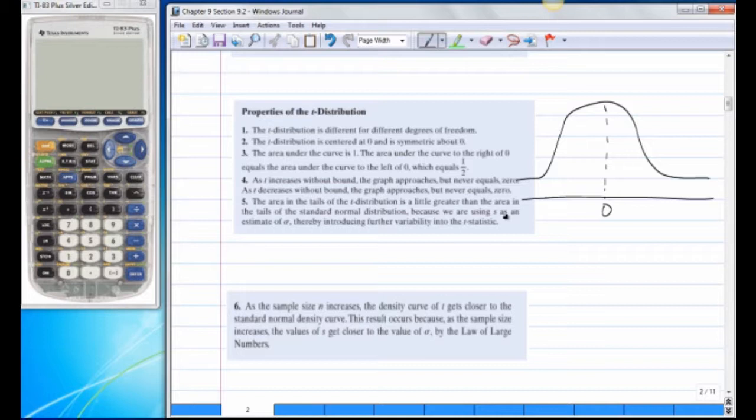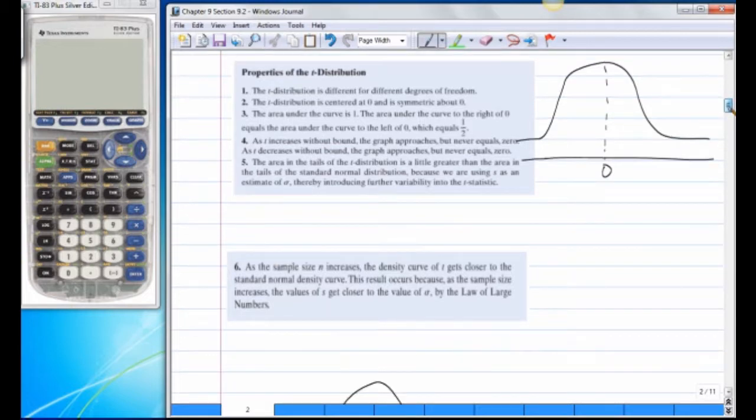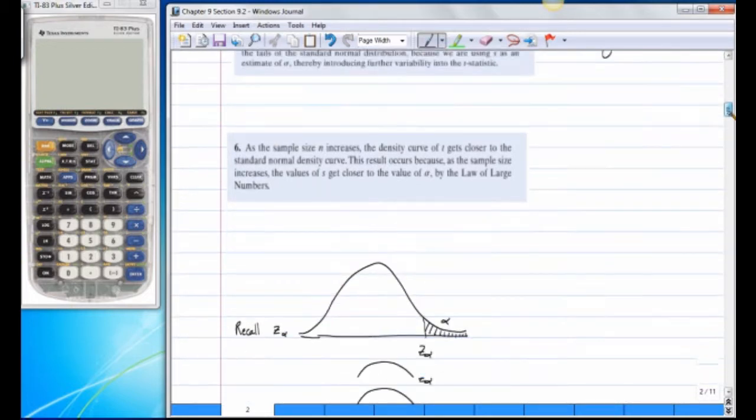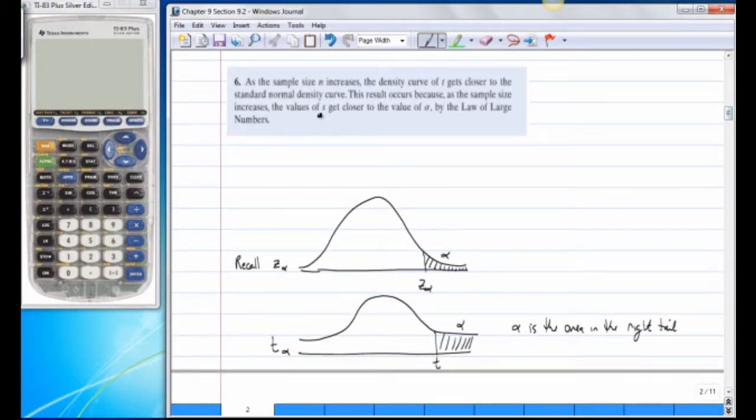Okay, as the sample size increases, the density curve of t gets closer to the standard normal curve. This result occurs because as the sample size increases, the values of s get closer to the value of sigma by the law of large numbers. So remember when we were dealing with z sub alpha, that implied that alpha was the area to the right of the z-score. So t sub alpha will be the same. Alpha is the area in the right tail.